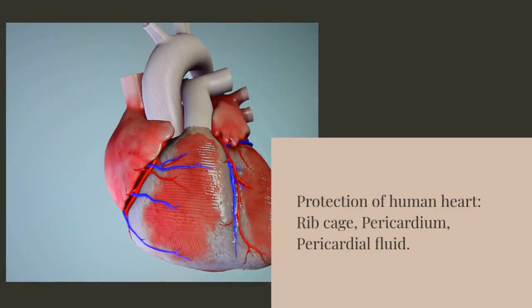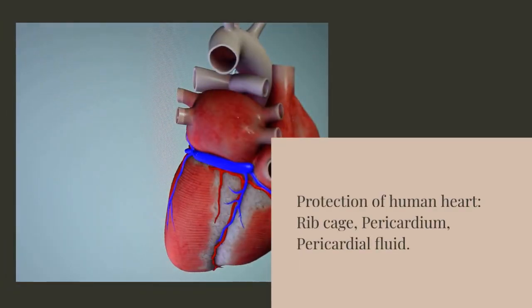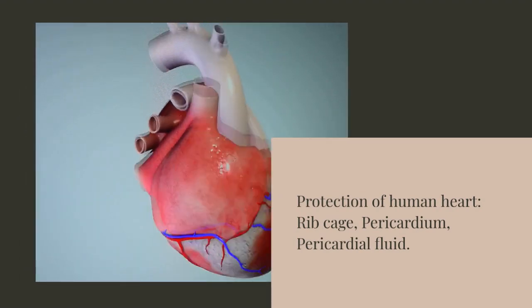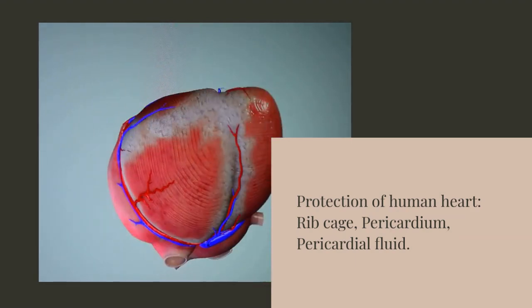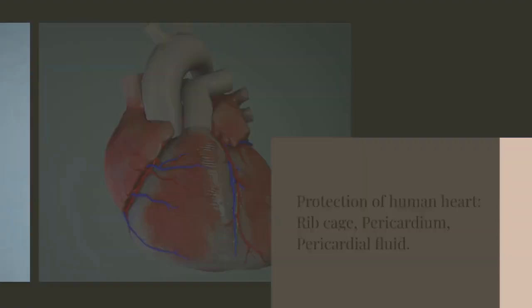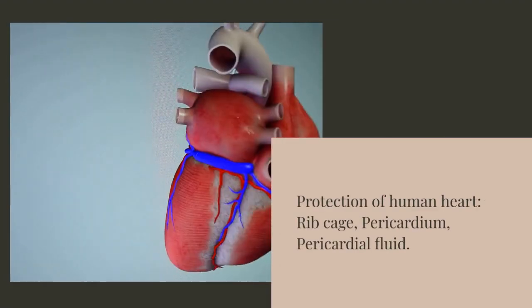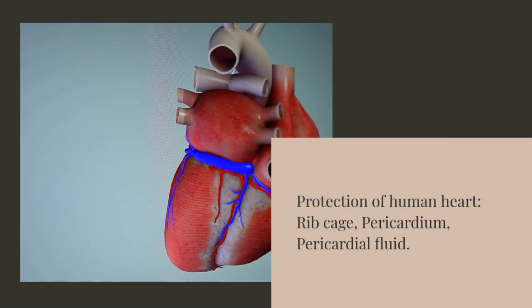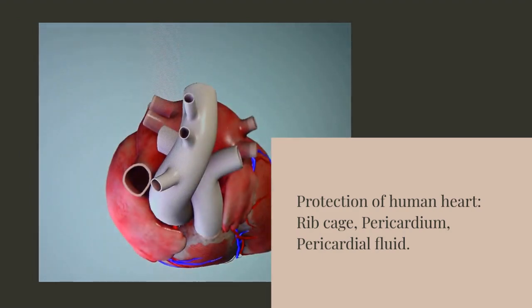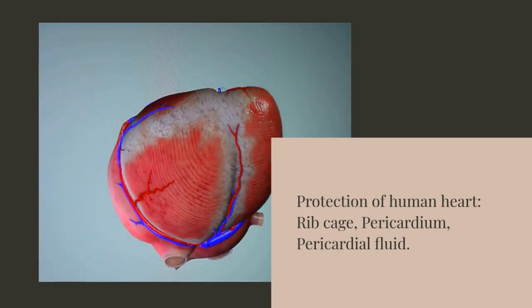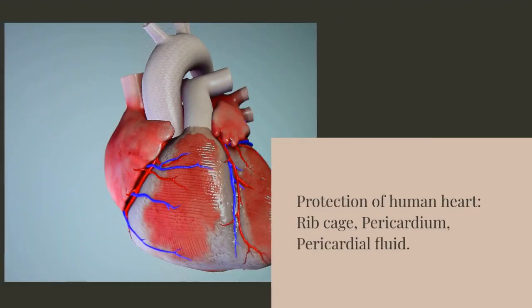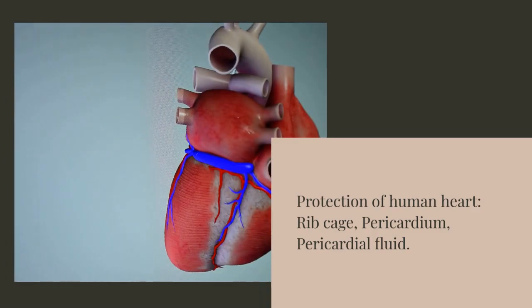Now, let's discuss the protection of the human heart. Rib cage and thoracic cavity give protection to the heart. The heart is covered by a double-layered membrane, inner layer and outer layer, known as pericardium. Pericardium gives protection and shape to the human heart. There is a narrow cavity between these two layers, which is known as pericardial cavity. This pericardial cavity is filled with pericardial fluid. Pericardial fluid reduces friction during the movement of the heart and also protects the heart from shocks and injuries.